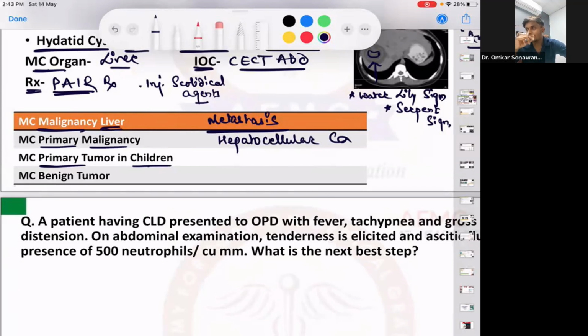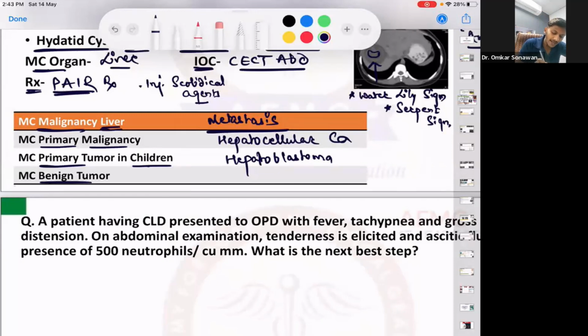Then if I talk about the most common primary liver tumor in children, it is a malignant tumor. Most common primary malignant tumor in children. Anybody? Quickly. It is known as hepatoblastoma. Please remember the most common primary malignant tumor in children is hepatoblastoma.